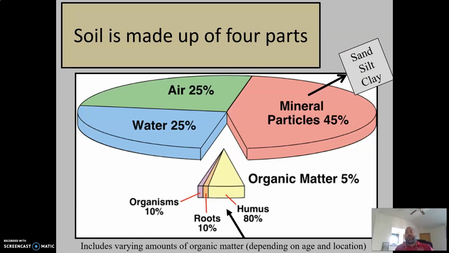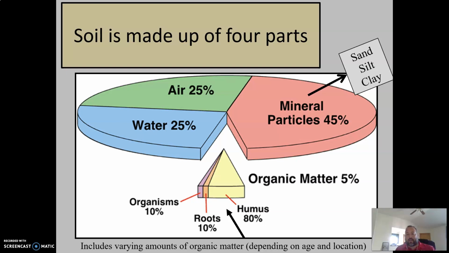So soil is made up of 4 parts. And to me, it's very interesting and really important in the way that soil works that you understand the 4 parts. You've got a quarter of soil being just air and room for air, a quarter of soil being filled with water, and then 45% of it is mineral particles. And that mineral particles is a mixture of sand, silt, and clay. And we'll talk about that in a slide to come. And then 5% of it is organic matter.